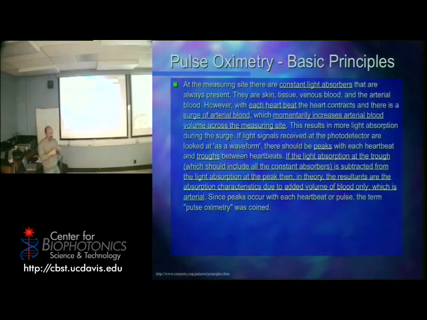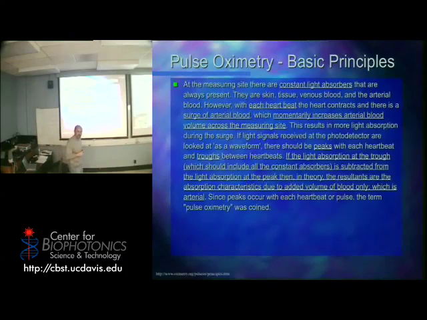When you're measuring, you've got some constant light absorbers. Let's think about the finger. There's always skin, there's always tissue, there's always venous blood, and there's always arterial blood. However, with each heartbeat, something changes. The heart contracts and there's a surge of arterial blood, which momentarily increases arterial blood volume across the measuring site. That means you get more light absorption during the surge. If the light signals received at the photodetector are looked at as a waveform, there should be peaks with each heartbeat and troughs between each heartbeat.